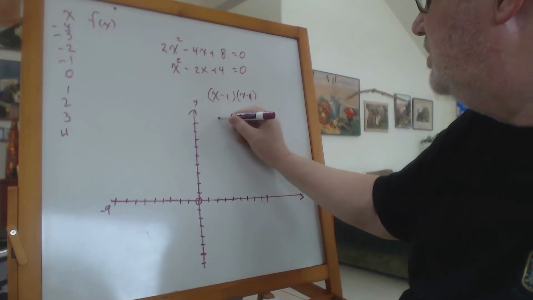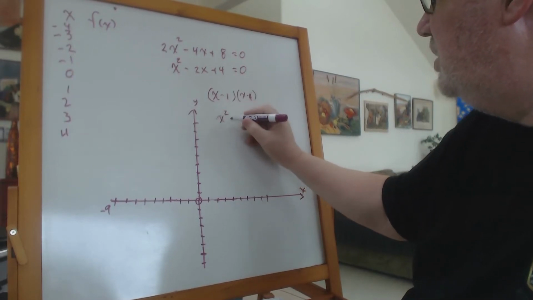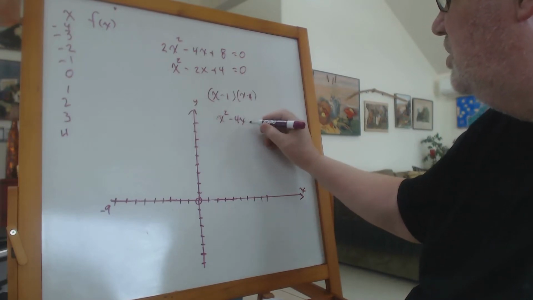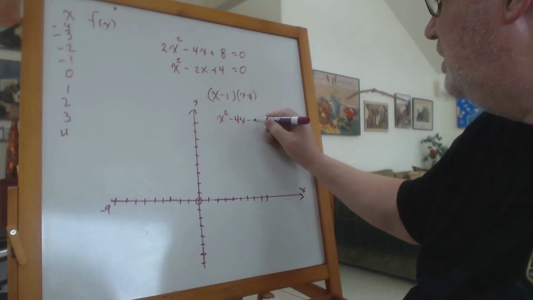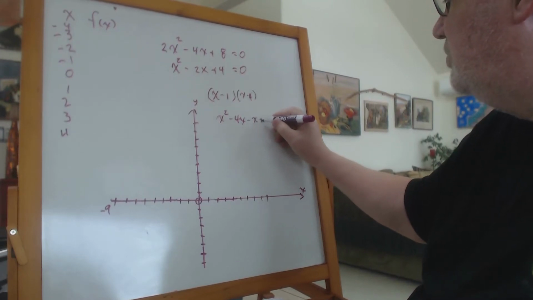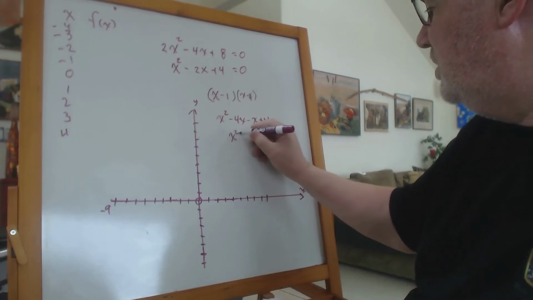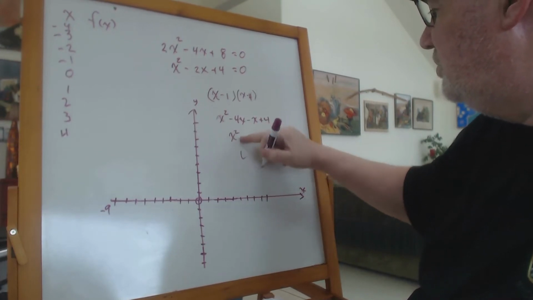Let's see. X squared minus 4x minus x plus 4.